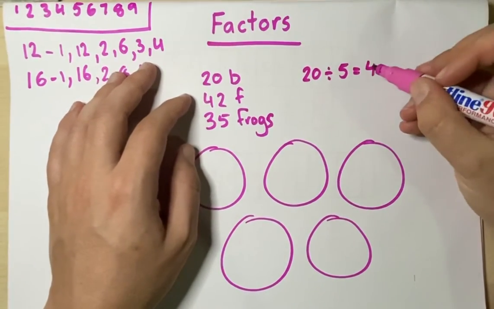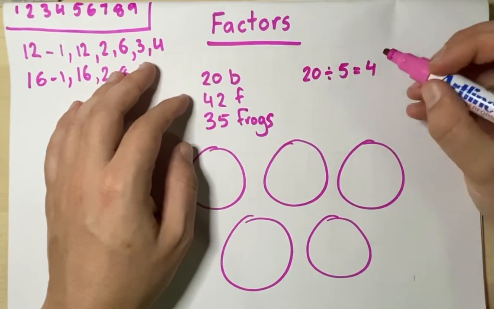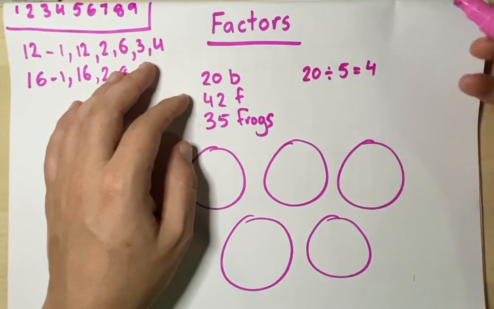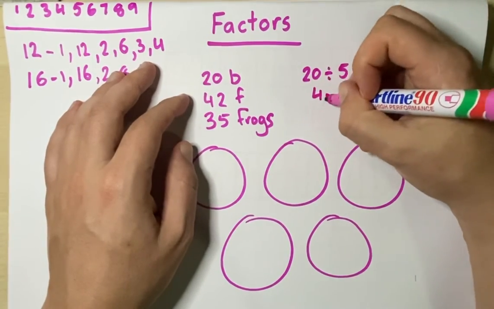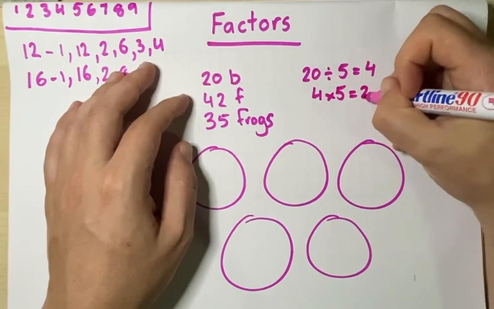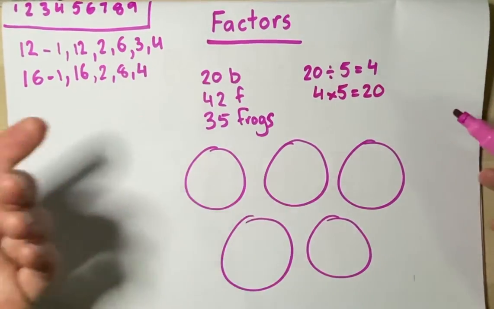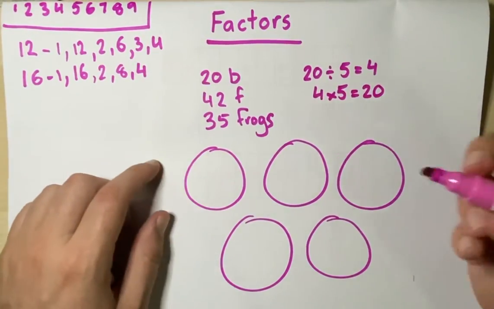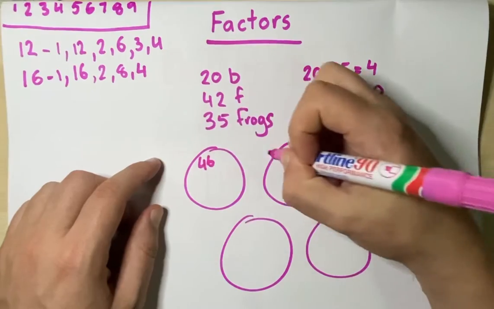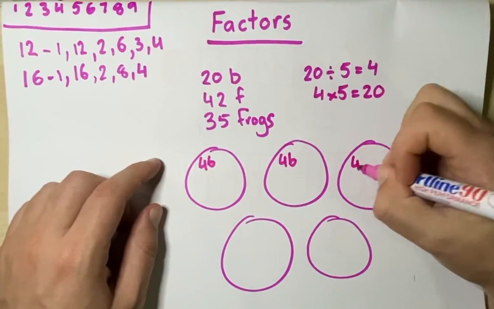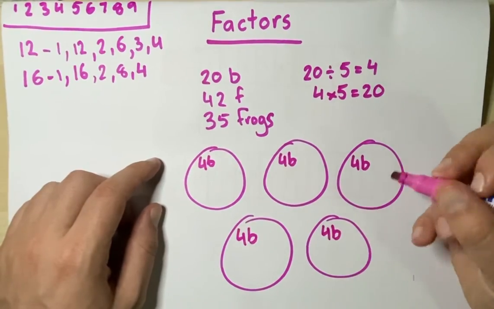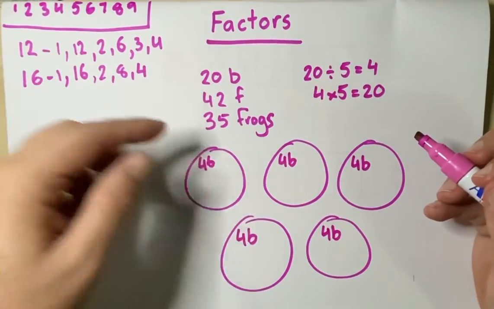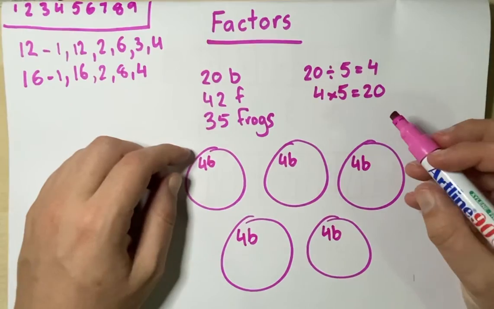And I know that 4 times 5 equals 20. So 4 and 5 are factors of 20. So I can do the inverse operation like we did last week. 4 times 5 equals 20. Okay. Yep, that works. So now I'm going to put 4 bananas into each lolly bag. I'm just going to write 4B because I know what that means, like that.